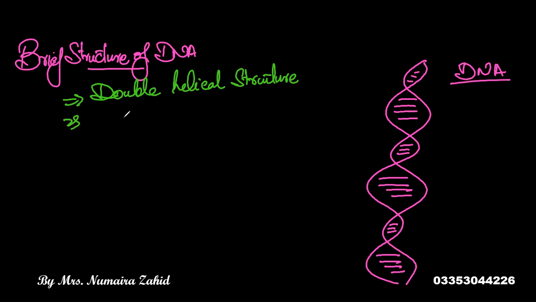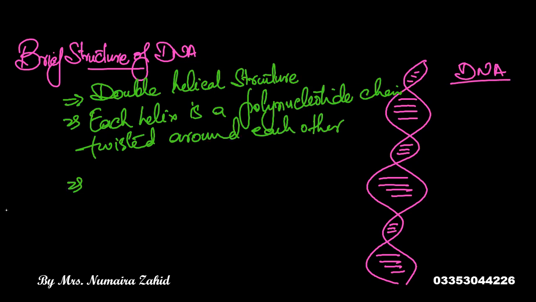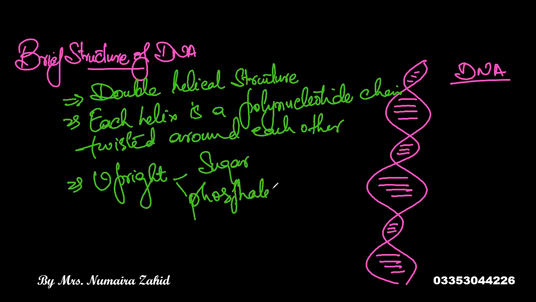Each helix is a polynucleotide chain, and these chains are twisted around each other. Number 3, the outer part is called the upright, which is made up of deoxyribose sugar and phosphate. Means the outer part, the upright part, is made up of the deoxyribose sugar and the phosphoric acid or the phosphate group.